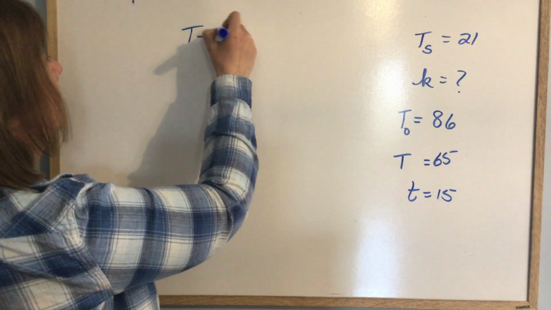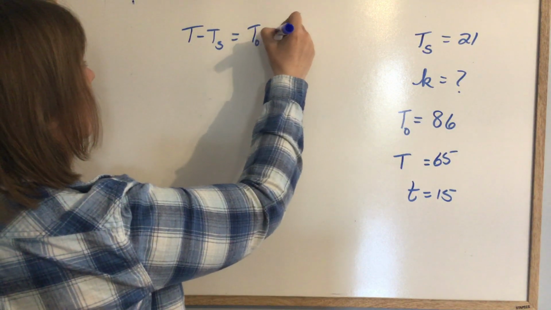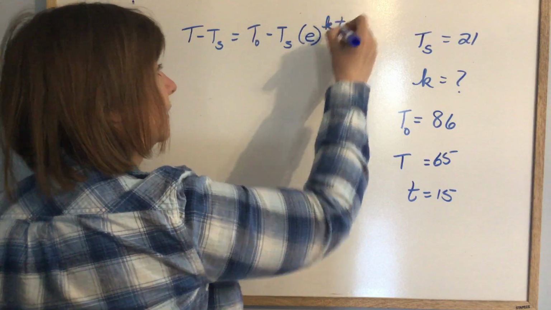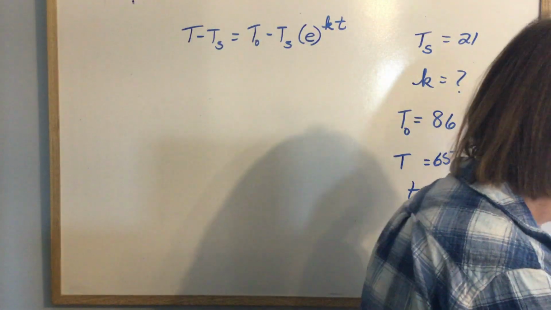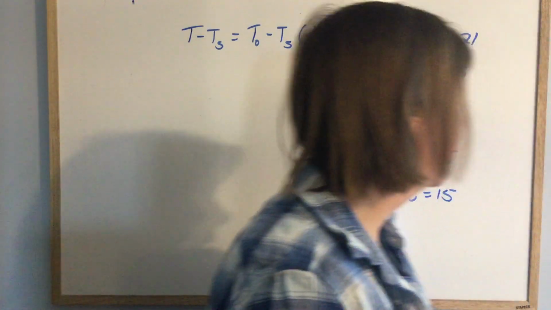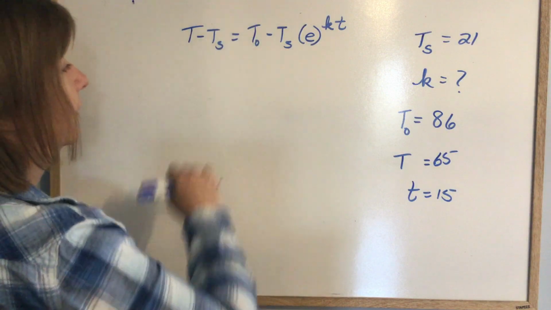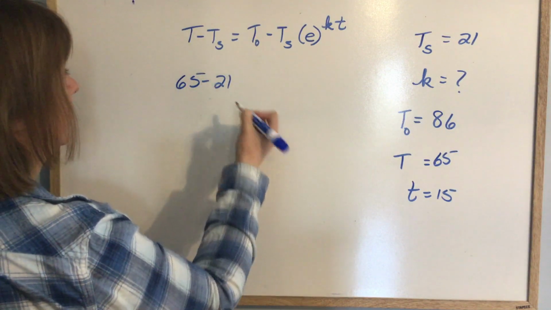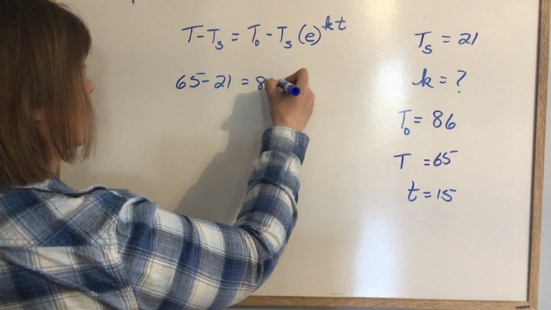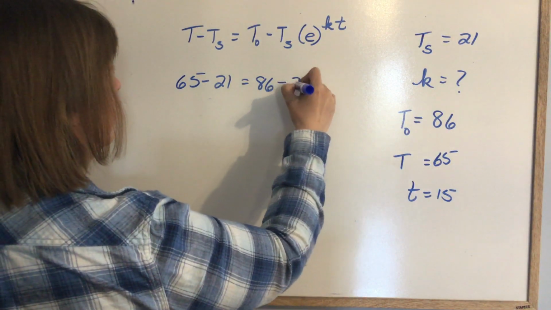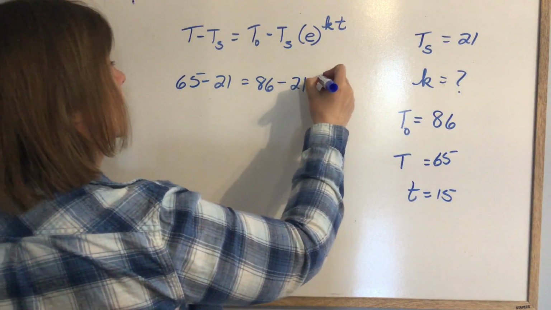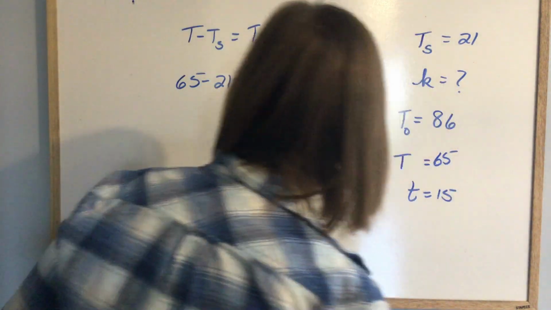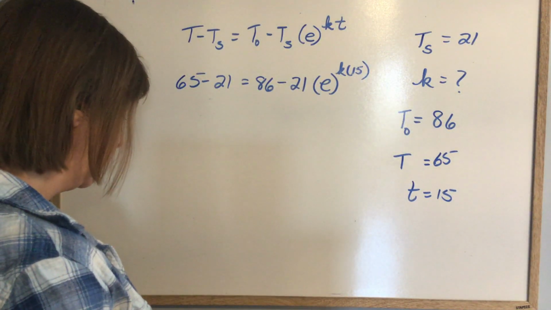So my formula is T minus TS is equal to TO minus TS, E to the K times T. That is Newton's law of cooling. So basically the same as everything else. It's just you subtract the surrounding temperature from your other temperatures. So my final temperature is 65. My surrounding temperature is 21. My original temperature of my hot chocolate when I poured it into the cup was 86 degrees minus the surrounding temperature of 21. E to the K, which is what we don't know, times T. So 65 minus 21 is 44.